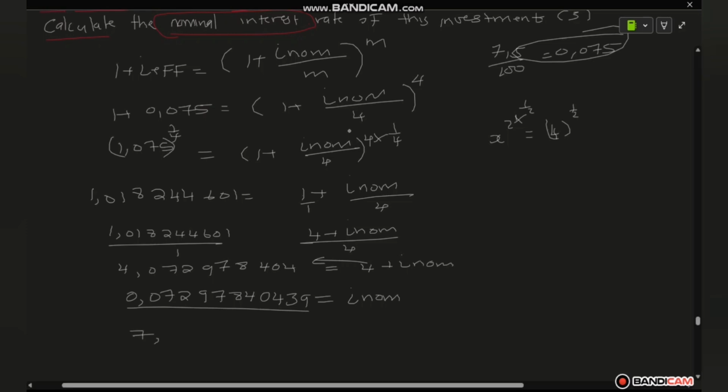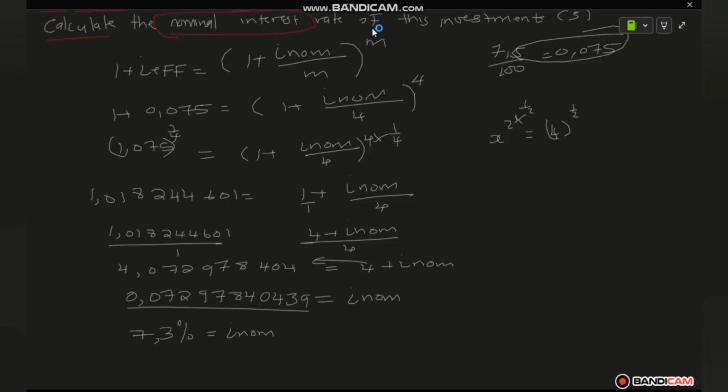It's going to be 7.2. Okay, let's just say 7.3 because it is 0.297, so we can say 7.3% equal to I nominal. So the I nominal, it is the stated one, right? Then I effective is the one that you earn or pay.